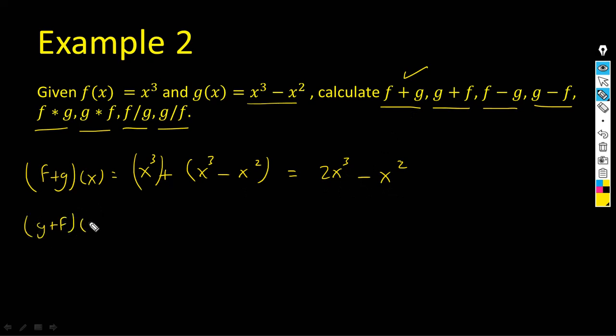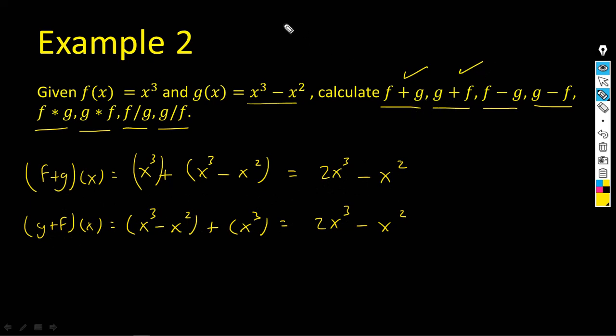G plus f of x. That's going to be g, which is equal to x to the cube minus x squared, plus f, which is x to the cube. So if I simplify this, I'm going to get, again, the same answer. Okay, as you can see. So for addition, f plus g and g plus f are actually the same function. There is no problem in here. And we say that the operation of addition is commutative.